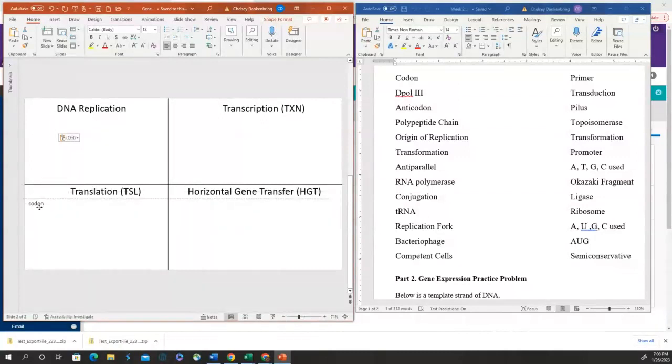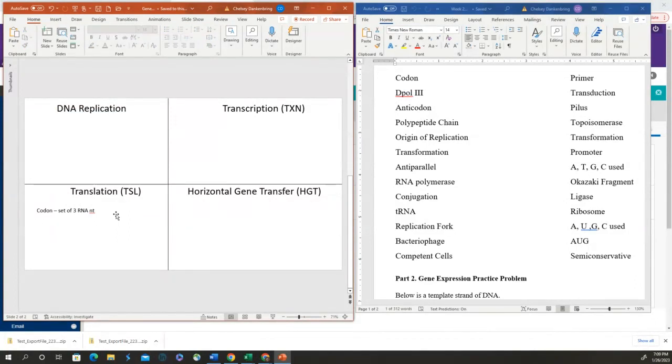This one is actually going to be translation, okay? Because remember, in this case, y'all, I would write down a little blurb of what each one is. Because remember, a codon is a set of three RNA nucleotides that dictate which amino acid needs to be brought to the ribosome, okay?